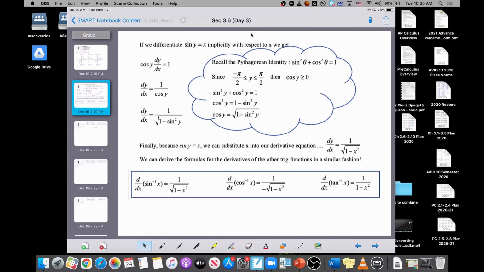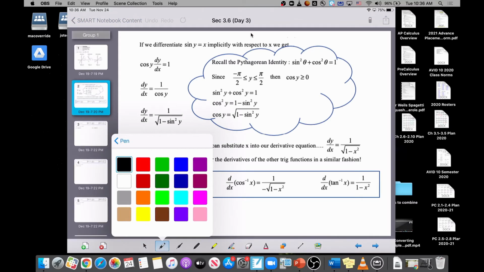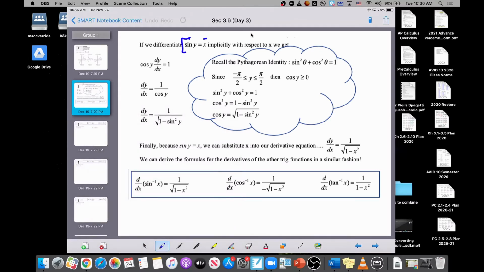So first of all, if we think about differentiating sine y equals x implicitly with respect to x, the derivative of sine would be cosine. So we'd have cosine y, and then chain rule, derivative of y is dy dx, equals, and then on the other side of the equal sign, the derivative of x is 1. So we get cosine y dy dx equals 1. And then if we solve for dy dx, we divide both sides by cosine y, so the derivative of y with respect to x is 1 over cosine y.